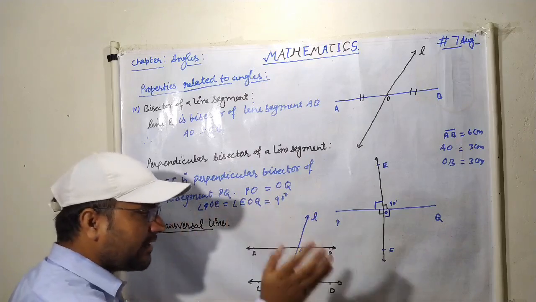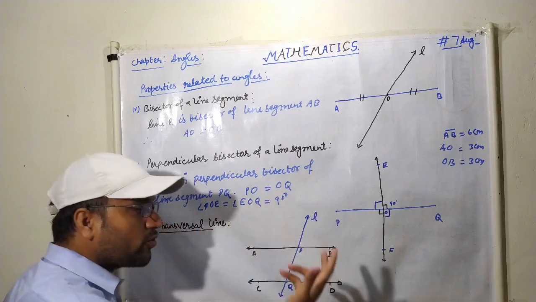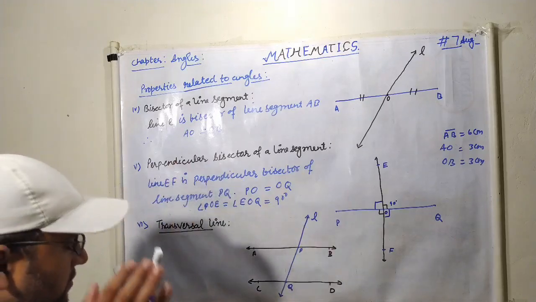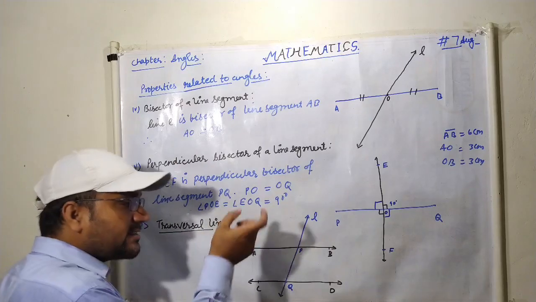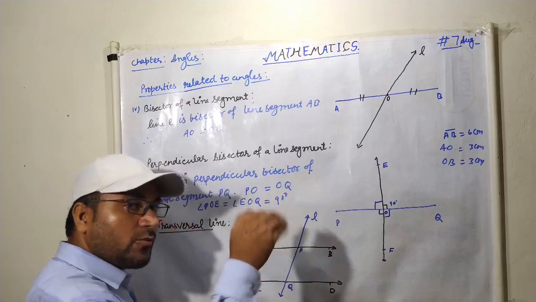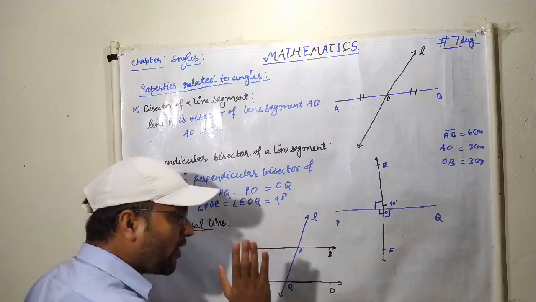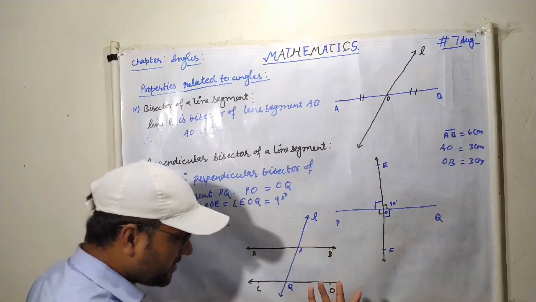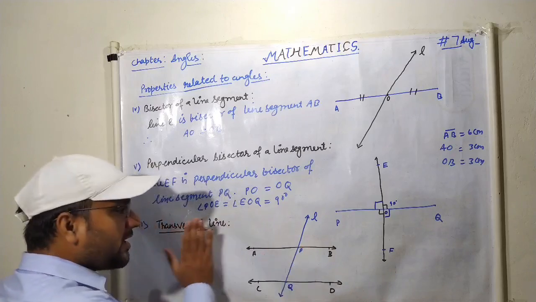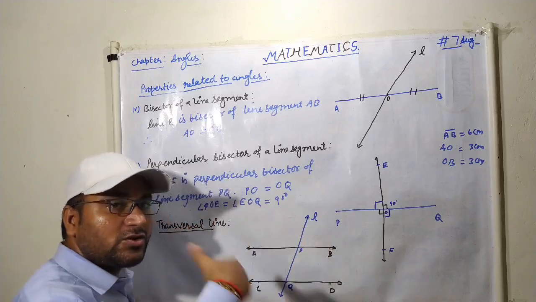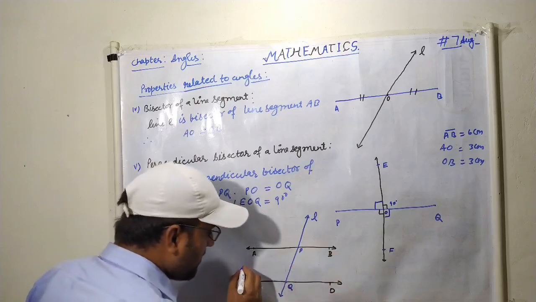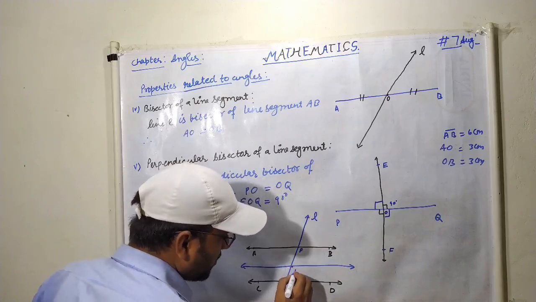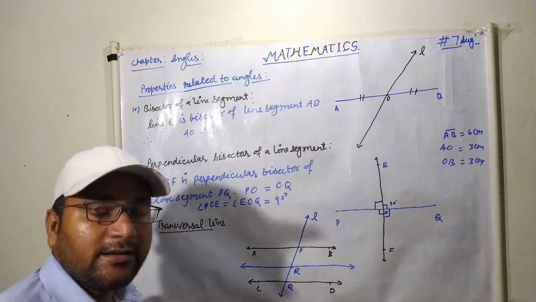A transversal line is a line that intersects two or more than two lines at different points. So very important, a transversal line is a line that intersects two or more than two lines at different points. Okay, this is the example, and it forms different types of angles. We will study in the next chapter. You can draw one more line. It intersects at different points, PQ. This point you name R.